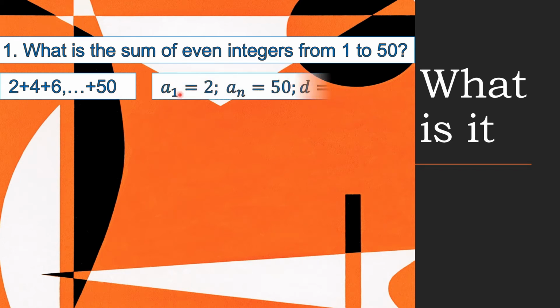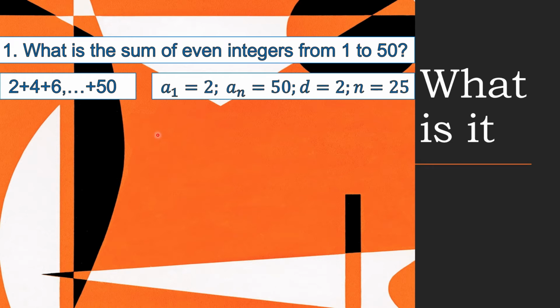So, ibig sabihin, ang ating a sub 1 ay 2, ang ating a sub n o ang last term natin ay 50, at ang common difference natin o ang d natin ay 2. At ang n natin is equal to 25. Kasi kung bibilangin natin from 1 to 50, magiging 25 lahat ng even numbers.